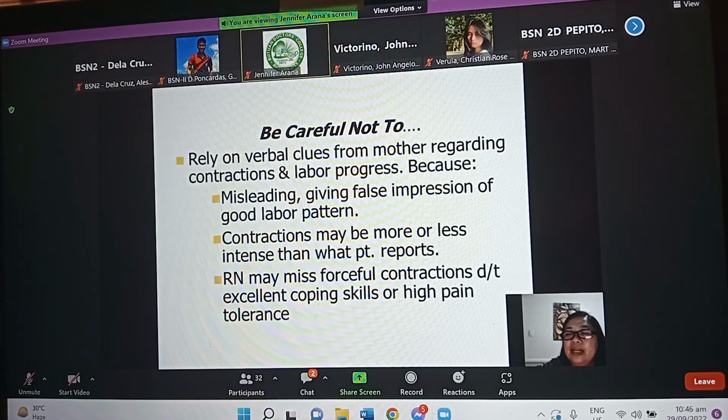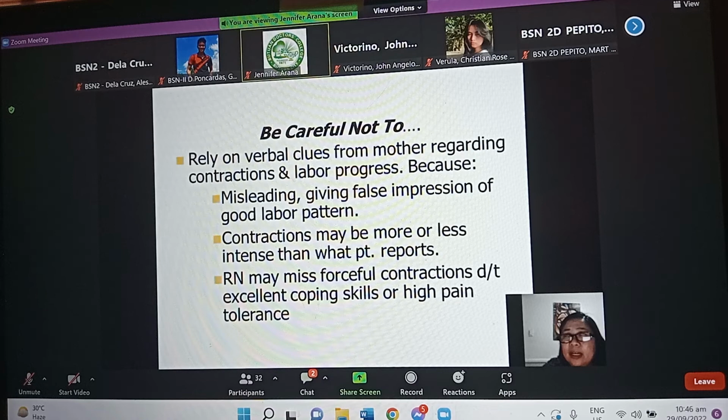Be careful not to rely on verbal cues from the mother regarding contraction and labor progress. It may be misleading, giving a false impression of a good labor pattern. There are women who could act as if they're always in pain. So you might think she is close to delivering because the intensity is so severe, and the frequency and interval suggest she is near delivery.